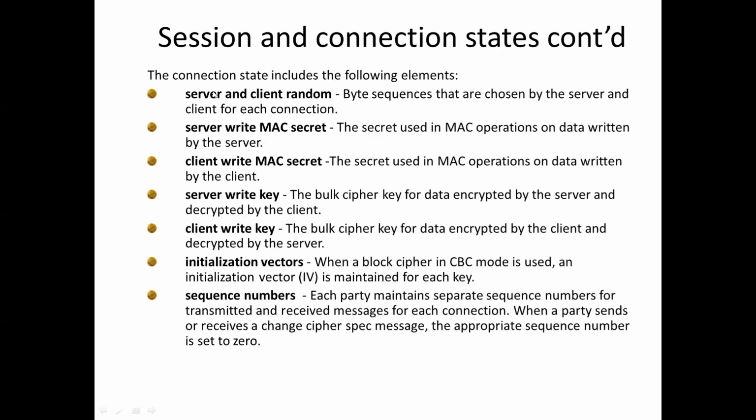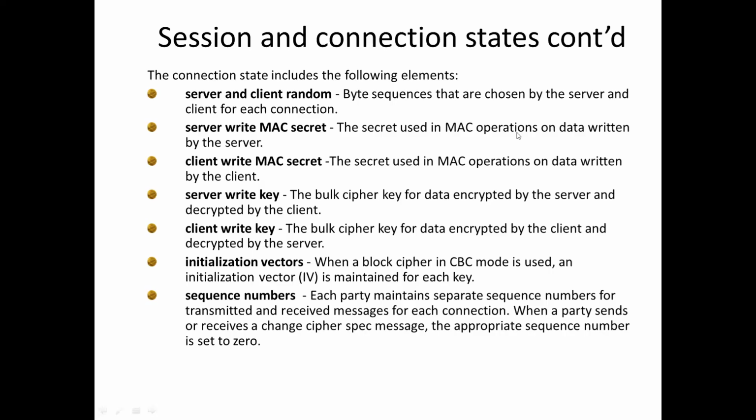Next, the connection state includes the following elements. In the connection state, we have server and client random. So what do we mean by this? From the word random itself, we can understand that some random numbers will be generated. These are byte sequences chosen by the server and the client for each connection, called the client and server random. Then we have something called the server write MAC secret.